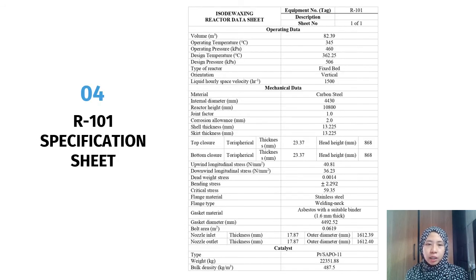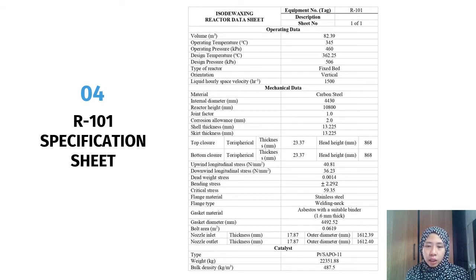In this slide, we could see the R101 specification sheet. In the data sheet, there are 3 sets of data we could see, which are operating data, mechanical data, and catalyst data. In the operating data, we could see the operating temperature and pressure and design temperature and pressure. In the mechanical data, we could see the material that we are using, the thickness, the corrosion allowance, joint factor, thickness of the torispherical head, stress, flange material, flange type, gasket material, gasket diameter, bolt, and nozzle thickness and diameter. And the third data we could see is catalyst.